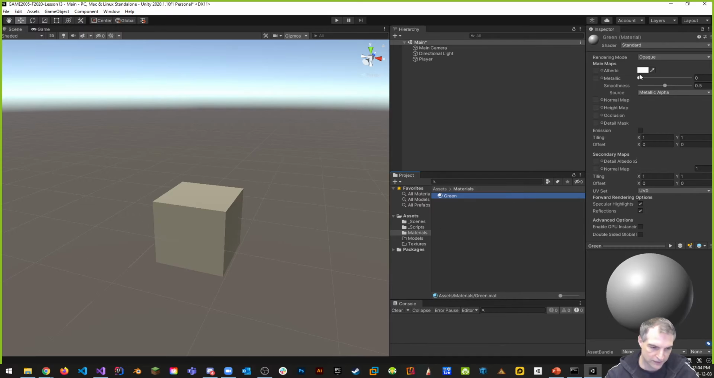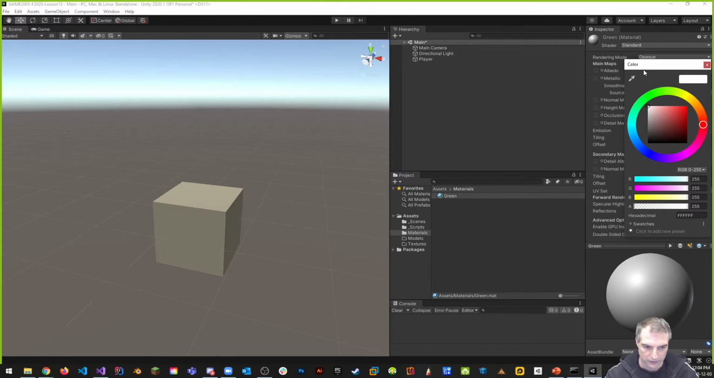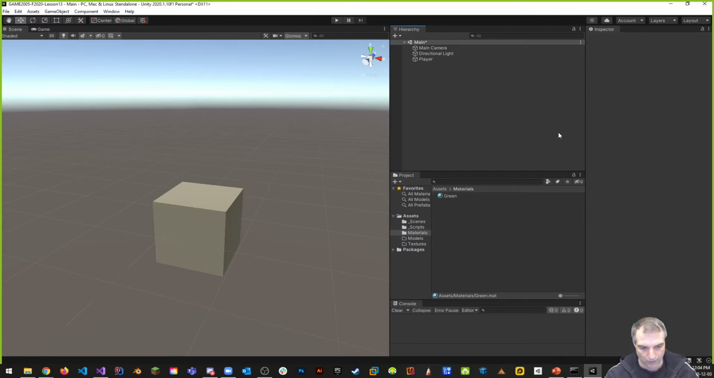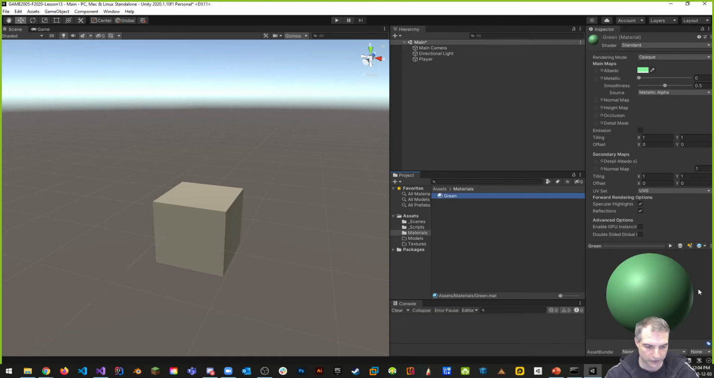I want to change the albedo to green. So I'm going to choose in the color picker here, choose a green color and move this object closer to green. Not totally green like this, but somewhere kind of in the middle. So it's kind of a light green or grayish green. I don't know what you want to call it. All right, so now that I've done that, there's my green.